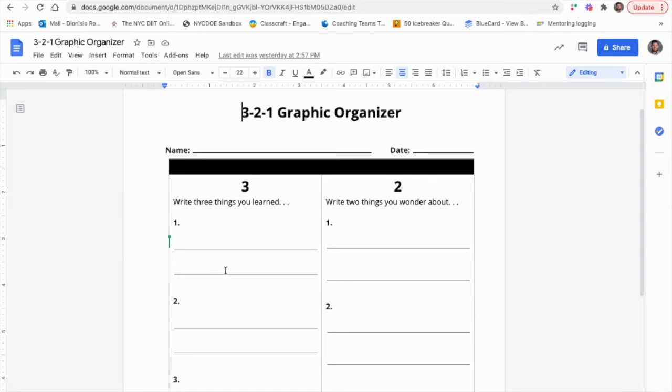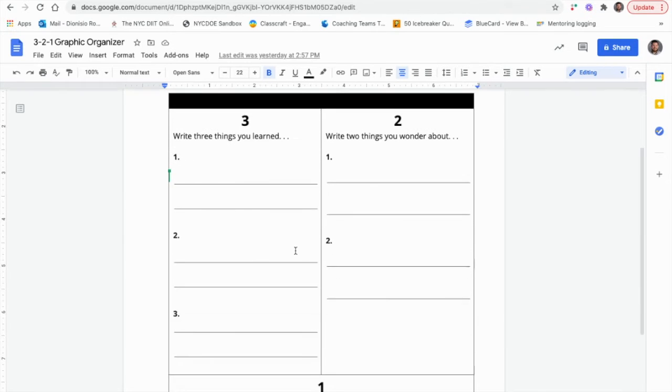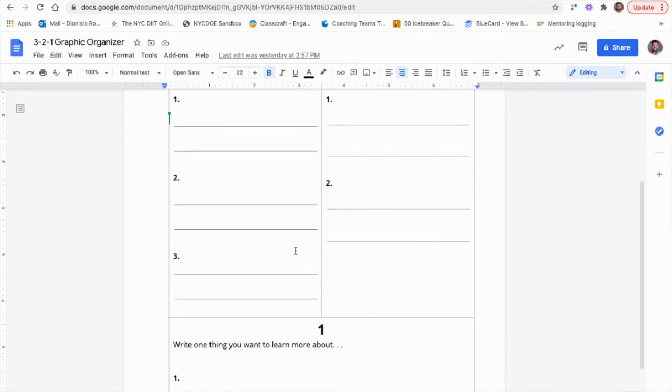Hi everyone. Today we will learn about the 3-2-1 note-taking strategy. This strategy will help us make our thinking visible and structure our responses when analyzing a text, film, or lesson in social studies class. We will identify 3 takeaways, 2 things we are wondering about, and 1 thing we want to learn more about.